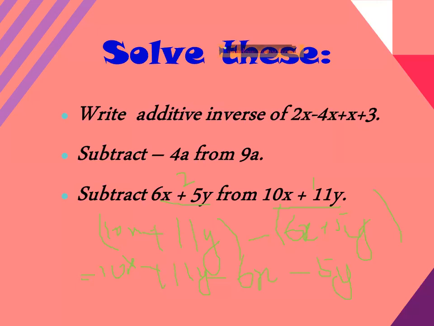No beta, not 16x. So 10 minus 6 will be 4x, and 11 minus 5, what will it be? It will be 6y. Okay, it will be 6y. Now move on to the last one.